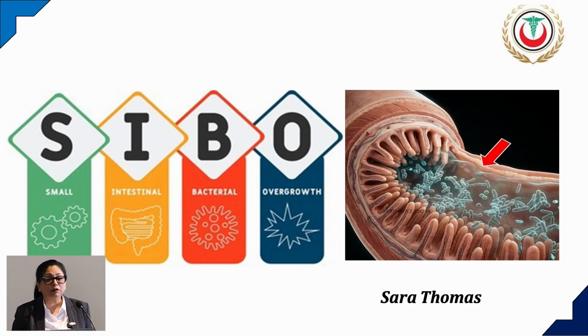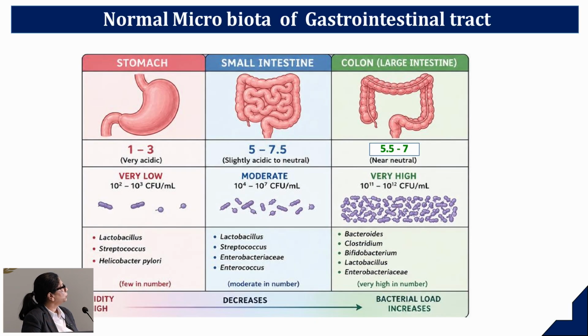Now, let us go to the normal flora of the gastrointestinal tract. The gastrointestinal tract contains trillions of microorganisms, which include bacteria, fungi, viruses, and archaea, together called the normal gut flora. Now, coming to the colon, the pH is 5.5 to 7, nearly neutral. Very high bacterial count, 10 to the power of 11 to 10 to the power of 12, dominated mainly by the anaerobes. As you move from stomach to colon, the bacterial load increases.